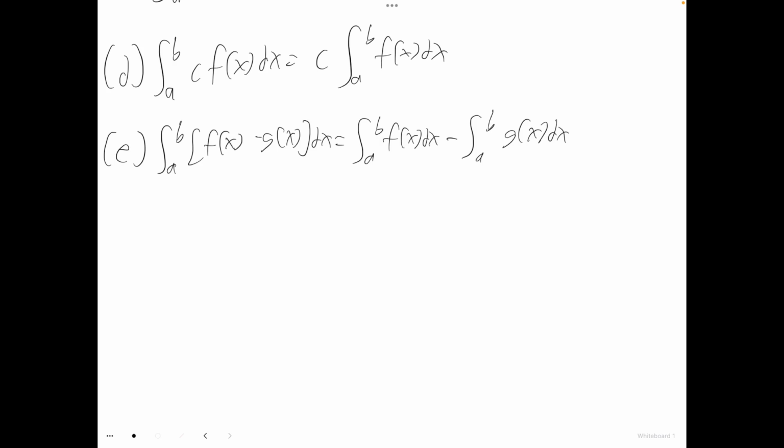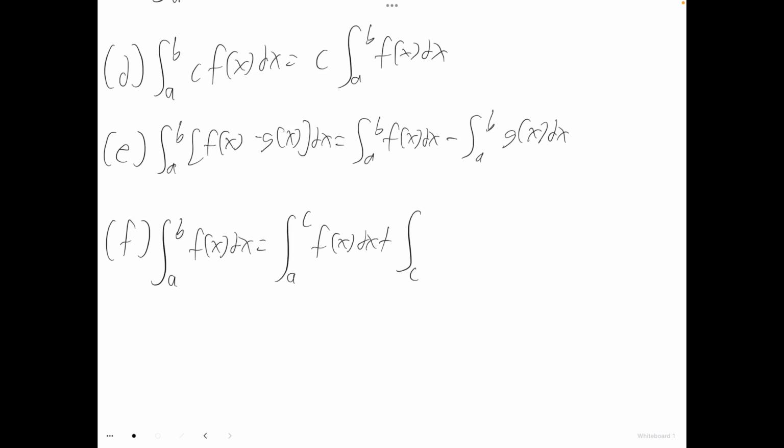Now the last one we want to talk about is the following. The integral from a to b of f of x dx equals the integral from a to c of f of x dx plus the integral from c to b of f of x dx, if a is less than or equal to c, less than or equal to b. Now this one might seem a little confusing at first, but basically we're just saying I'm going to split up my summation in pieces.